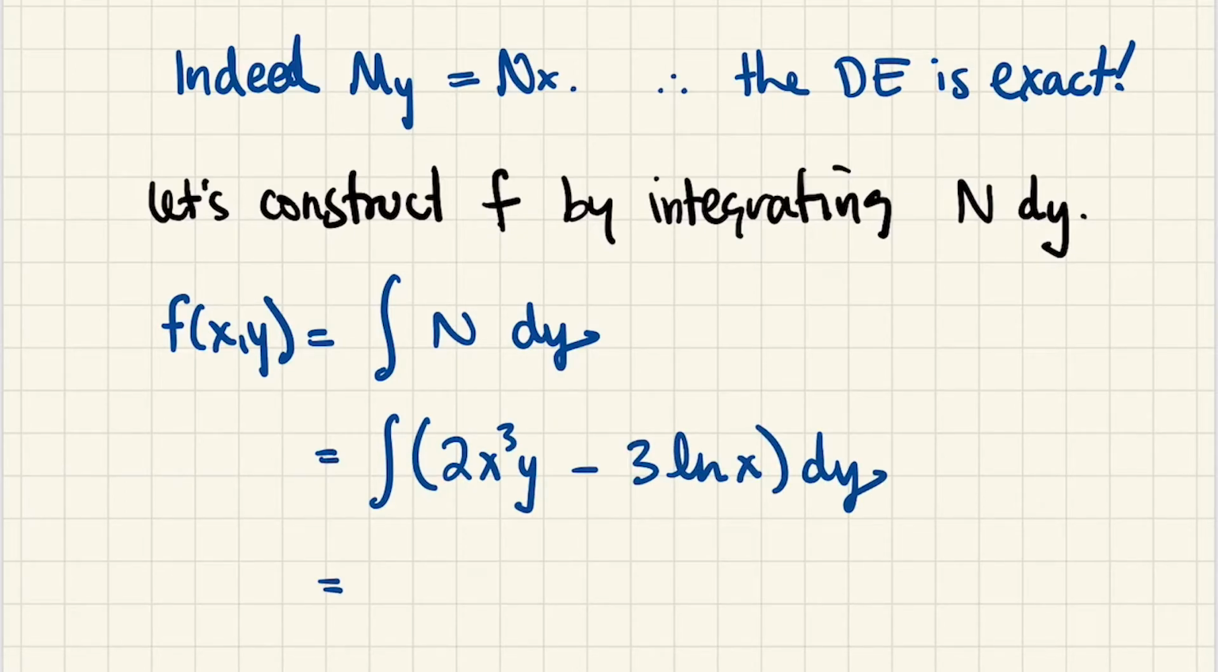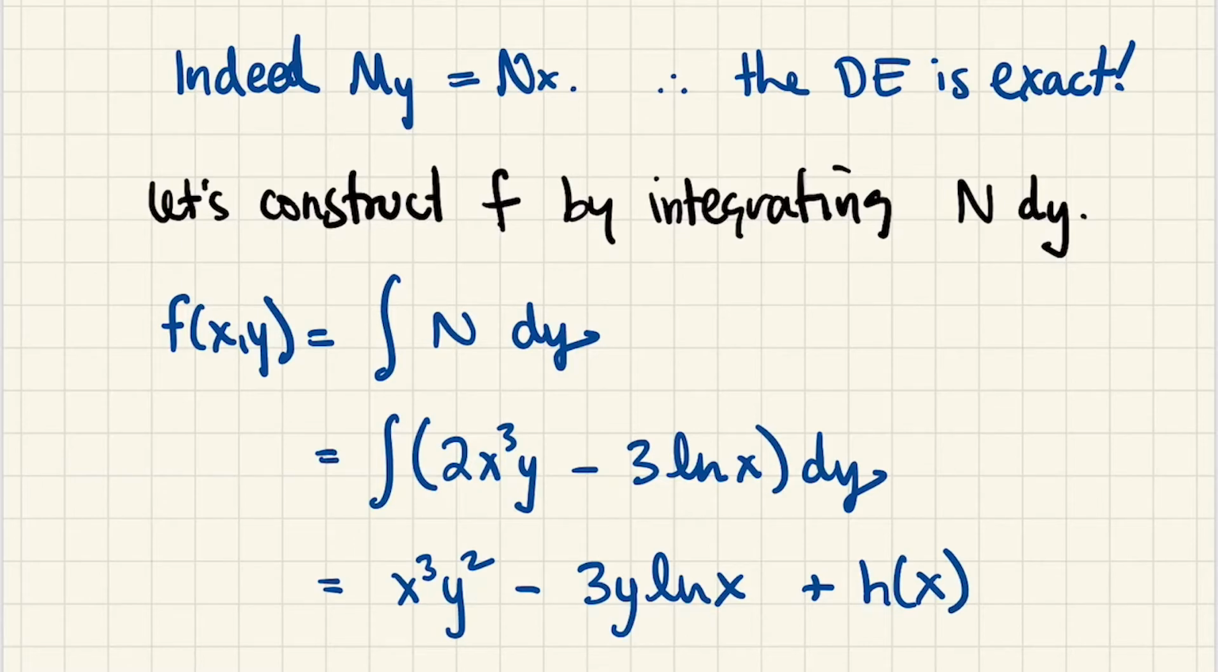Okay. Well, the antiderivative of this term here with respect to y is actually just x cubed times y squared. And the antiderivative of this term with respect to y is simply 3y ln x. Remember, ln x is a constant relative to y, so we just needed to multiply that term by y, which is what we did. But there is this residual term here, which we're going to call h of x. So it could involve stuff with x in it. It's a constant relative to y, but it, of course, might have x. So to figure that out, we're now going to take the derivative of this whole thing and compare it with m.